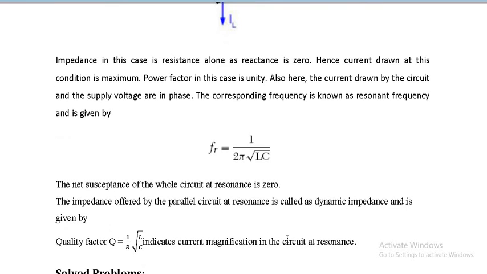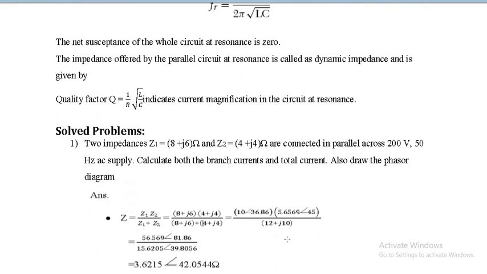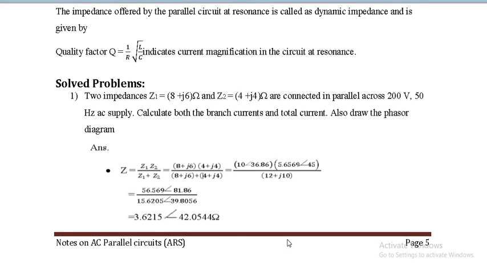Okay, as we talked about series resonance, in the case of series resonance reactance is 0. Over here, since we are talking about parallel resonance now, the susceptance is 0. Okay, the B factor is actually equal to 0. Yes, the impedance offered by the parallel circuit at resonance is called dynamic impedance, and it is given by the same expression as you get in series resonance. Similarly, the quality factor is 1 upon R times the square root of L by C. That is again the same. Let us deal with a few solved problems so that things are clear in our mind.